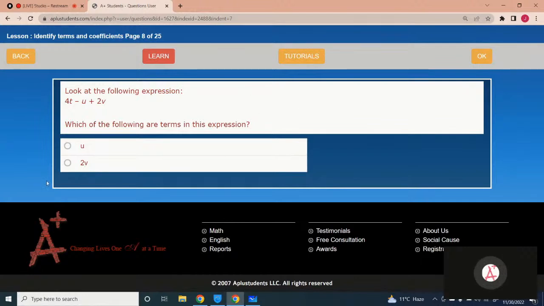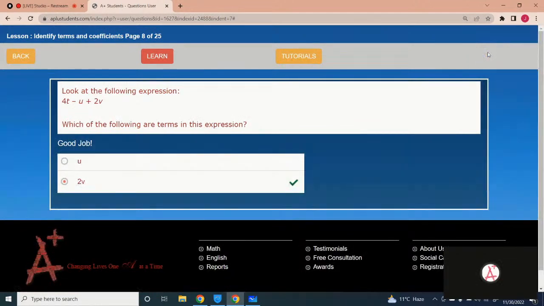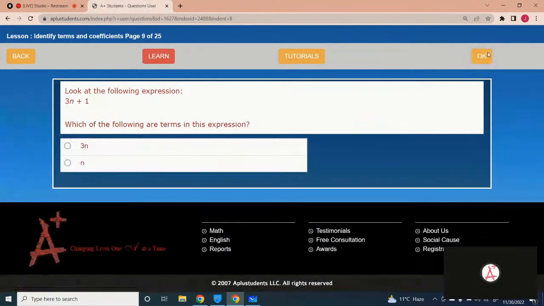The second one, because u has a negative sign in the expression. Got it? But here you are not mentioned with a negative sign. So 2v is the correct option. Very good.